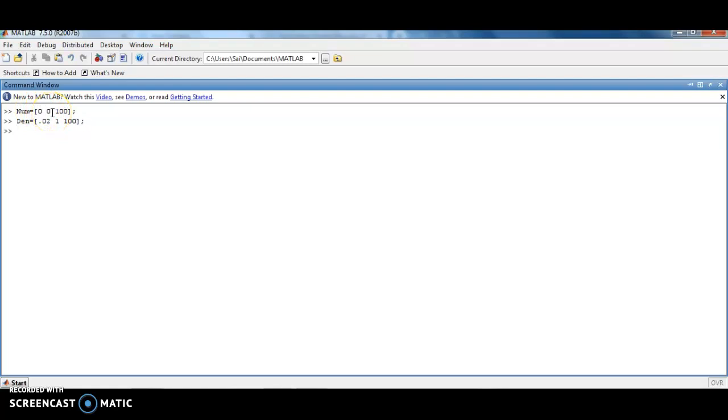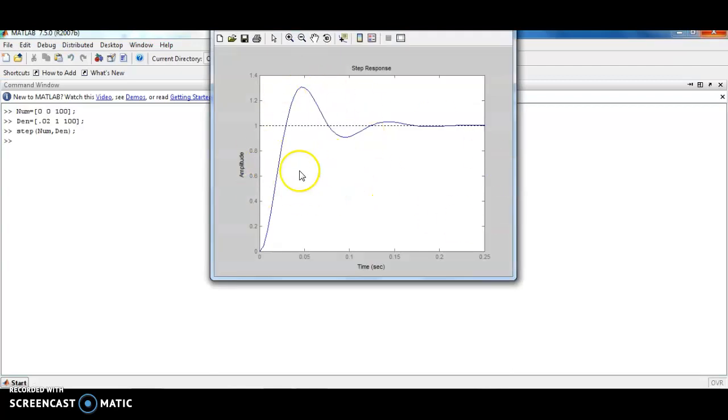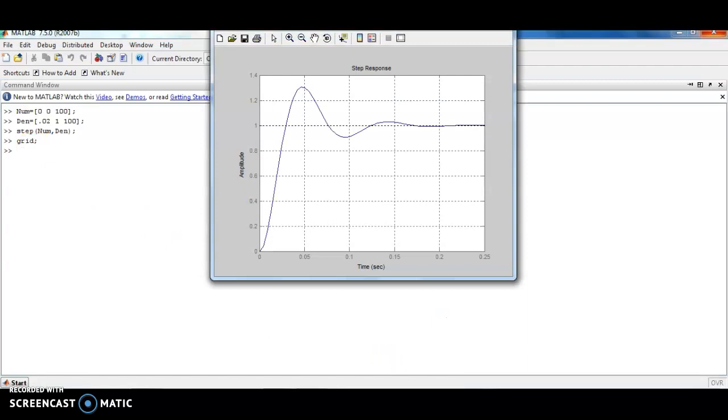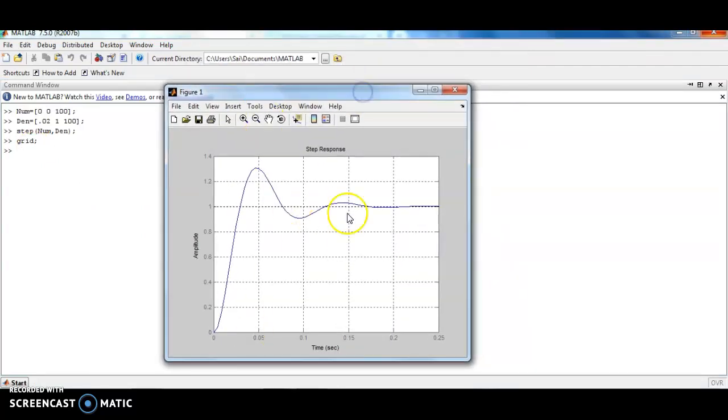Then the next command is step, numerator comma denominator. If you want the answer in terms of grid, you can write grid also. See, you got the graph, and in terms of grid, you will get the graph with a grid.